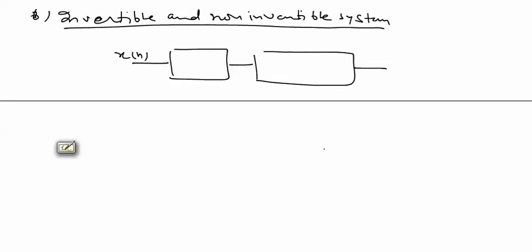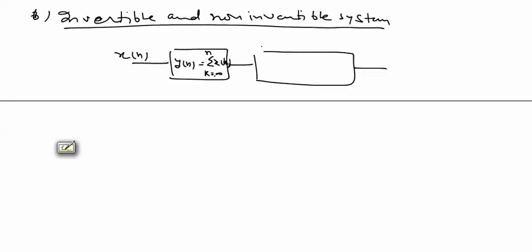A system with two different inputs should not produce the same output. Second interpretation of this sentence: a system is invertible if different inputs lead to different outputs, meaning two different inputs should not produce the same output. For example, y(n) is the summation of x(n).